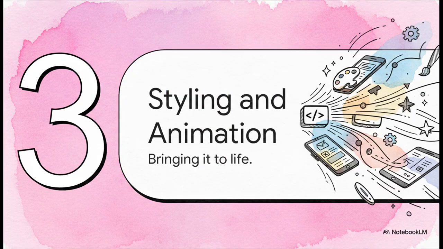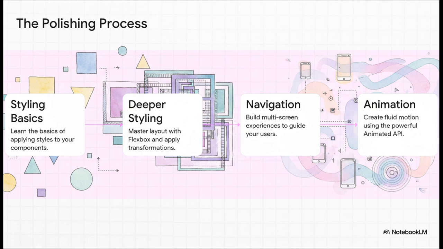Okay, so once you get the hang of building this structure with all your components, then comes the really fun part, making it look good. We're talking styling and animation, bringing your whole application to life. And this is way more than just picking a background color. There's a whole journey here. You start with the basics, just applying some simple styles. Then you dive deeper and master creating really cool, flexible layouts with a tool called Flexbox. After that, you've got to build the navigation so people can actually move between different screens in your app. And the final touch? You add those slick, fluid animations that make an app feel super polished and professional.